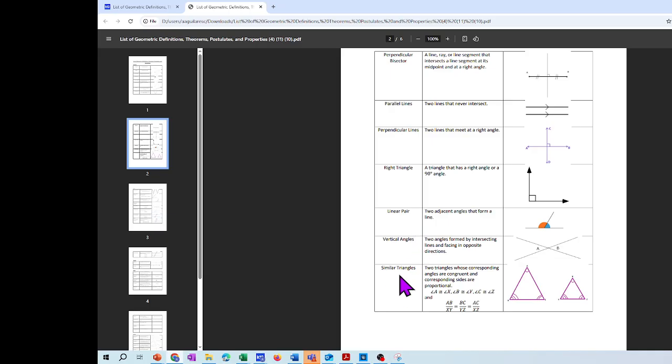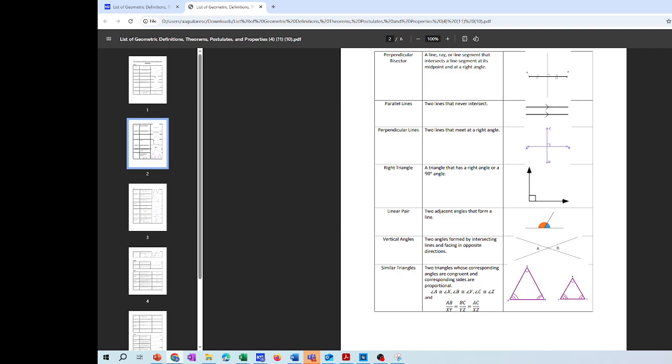And then we have similar triangles too, where here you have them. The angles are going to have the same measurements. Okay, here you have angle A is congruent to angle X, angle B is congruent to angle Y, angle C is congruent to angle Z, and their sides are going to be proportional.